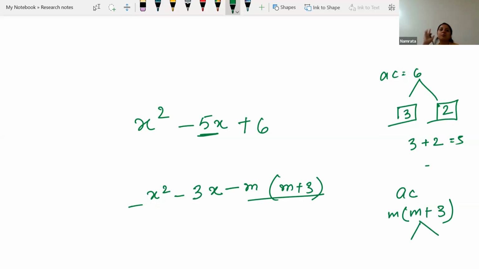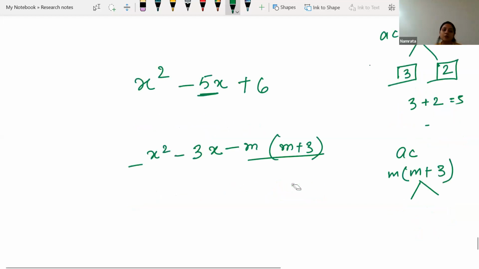We don't have to think about a lot of possibilities for the factorization, because 6 can be written as 6 into 1, 1 into 6, 3 into 2, 2 into 3. But here, we can see it is already in factorized form. No need to think about the other possibilities. One factor is m, another factor is m plus 3. Both multiplied together will be AC. If we add it, we are not getting the middle term. If we subtract it, we are getting the middle term.